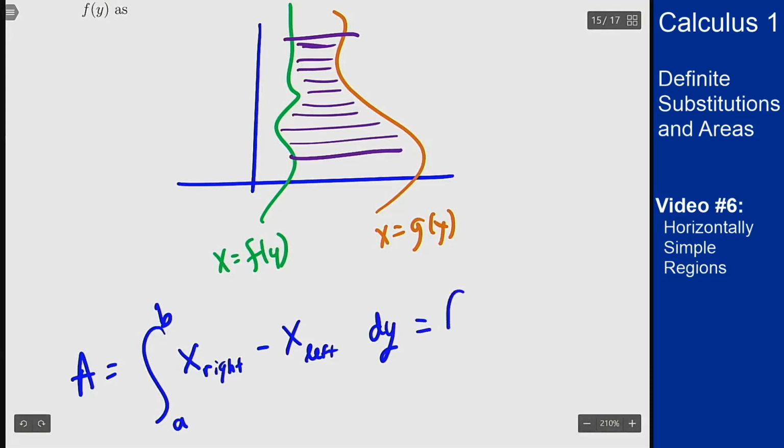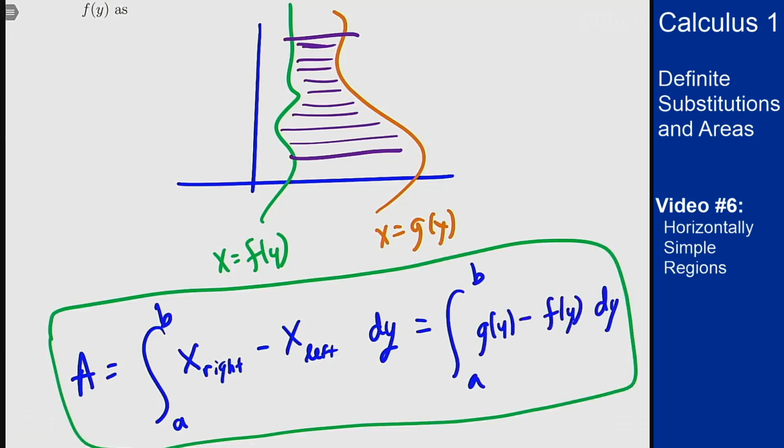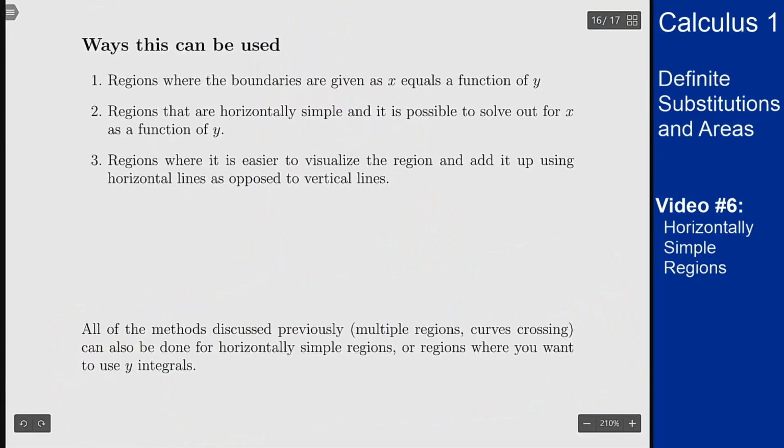This will be the integral from a to b of g of y minus f of y dy. And we'll see an example in a bit of how you can think about these problems and how to make this work out. But things to realize is you can use this technique whenever you want to find areas of regions. If, for instance, you're given the boundaries as x equals f of y and g of y, it's probably easier to do it horizontally than vertically.